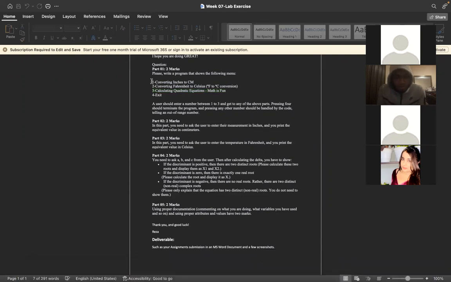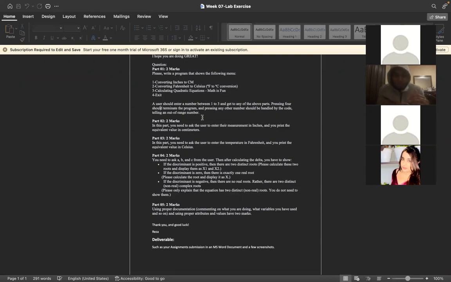So the first one is, let's read this out. A user should enter a number between 1 to 3 and get to any of the above parts. Pressing 4 should terminate the program, and pressing any other number should be handled by the code telling an out of range number. So there's actually 5 things that this program needs to do. The first is converting inches to centimeters. The second is converting Fahrenheit to Celsius. The third is calculating quadratic equations. And the fourth is exit.